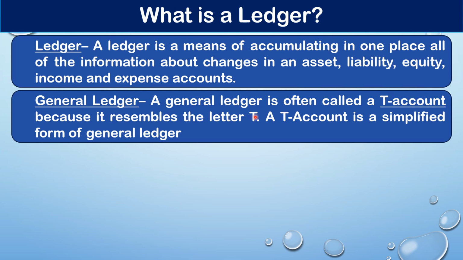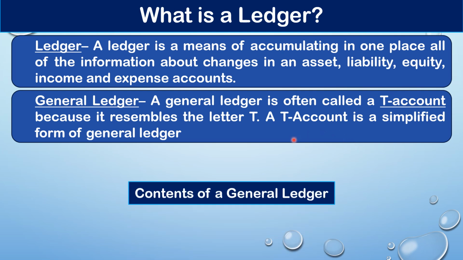A general ledger is often called a T account because it resembles the letter T. In this lesson, we will focus on the T account, because the T account is a simplified form of a general ledger. We use the simplified form before proceeding to the actual entries in the general ledger.